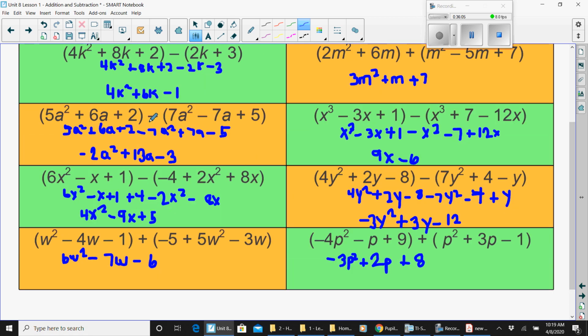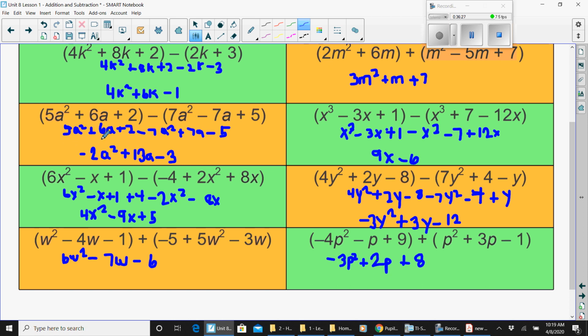Going down, you have subtraction sign in the middle. So that means you have to distribute first. I like to take everything out of parentheses. So you have negative times a positive, and that is negative 7a squared. Negative times a negative, that's positive 7a. Negative times a positive is negative 5.